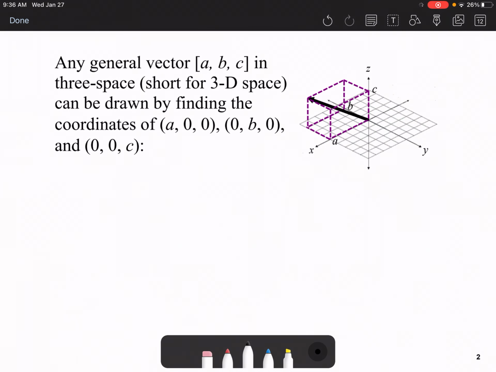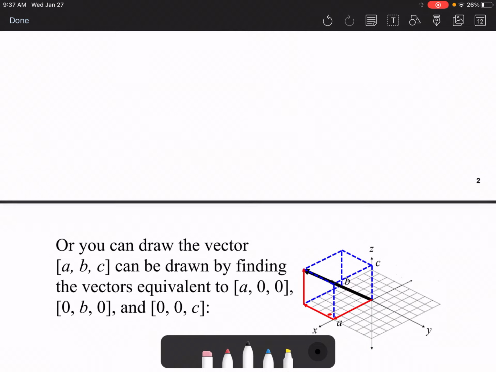Okay. So any general vector A, B, C in three-dimensional space, or 3-space, 3D space, can be drawn by finding the coordinates A, 0, 0, 0, B, 0, and 0, 0, C. Then drawing a box like so, and coming up with the result. I find this a little bit more difficult to draw, because sometimes I can't draw these three-dimensional boxes very well.